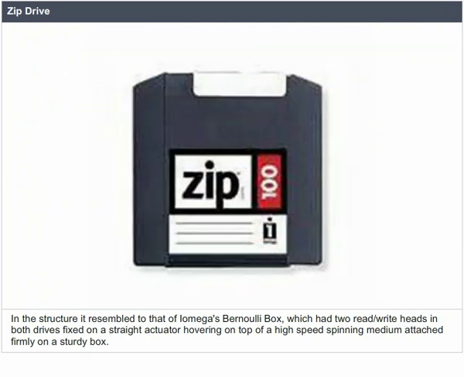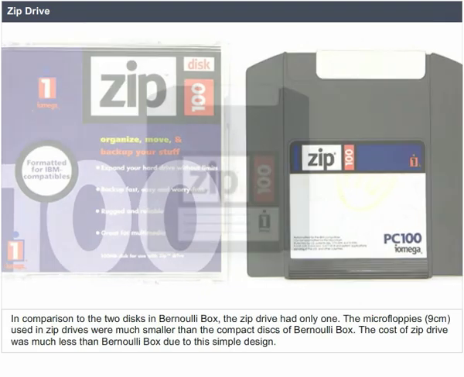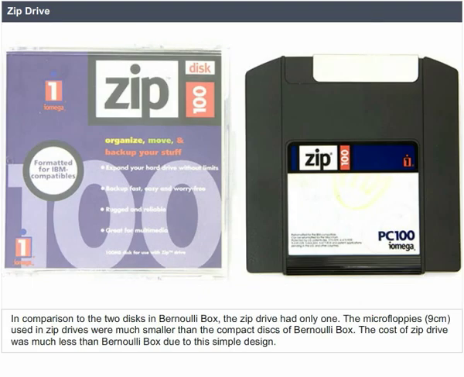In comparison to the two disks in Bernoulli box, the zip drive had only one. The micro floppies, 9 cm, used in zip drives were much smaller than the compact disks of Bernoulli box. The cost of zip drive was much less than the Bernoulli box due to this simple design.